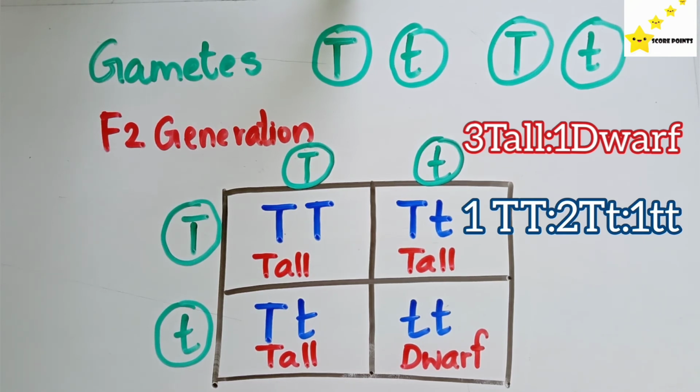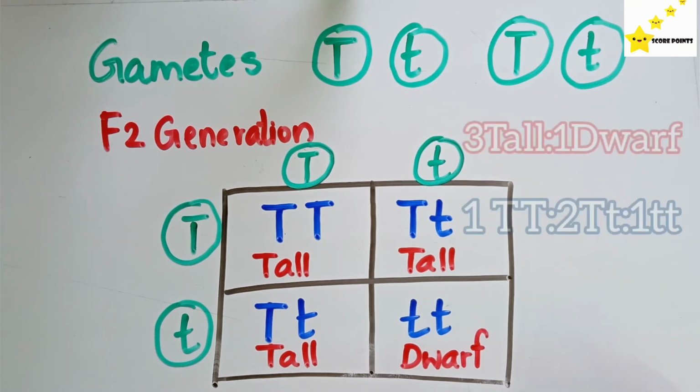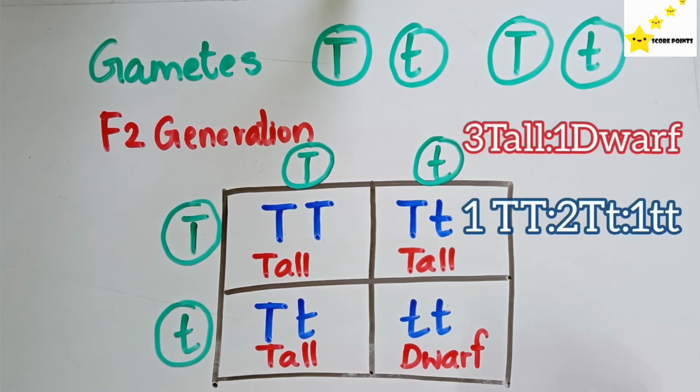Next one is the genotypic ratio, the genetic composition. You can see we have only 1 homozygous dominant. We have 2 heterozygous dominant and 1 homozygous recessive condition, that is small t. Hence, the genotypic ratio is 1 homozygous dominant, that is capital T, to 2 heterozygous dominant, capital T small t, to 1 homozygous recessive, that is small t.